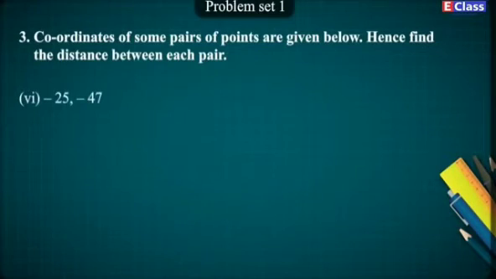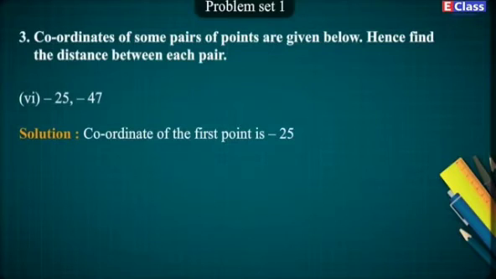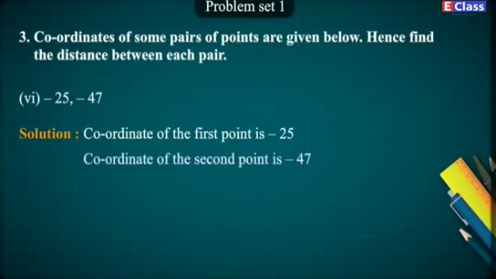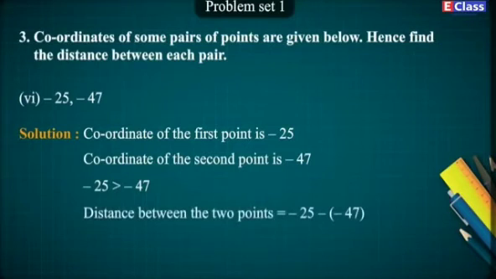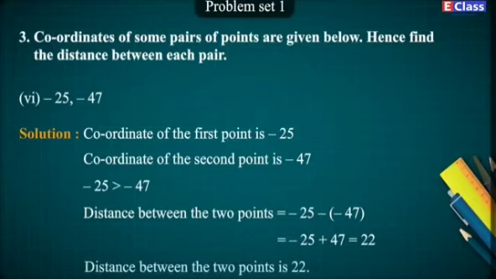6. Minus 25, minus 47. Solution. Coordinate of the first point is minus 25. Coordinate of the second point is minus 47. Minus 25 is greater than minus 47. Distance between the 2 points is equal to minus 25 minus (minus 47), which is equal to minus 25 plus 47, which is equal to 22. Distance between the 2 points is 22.